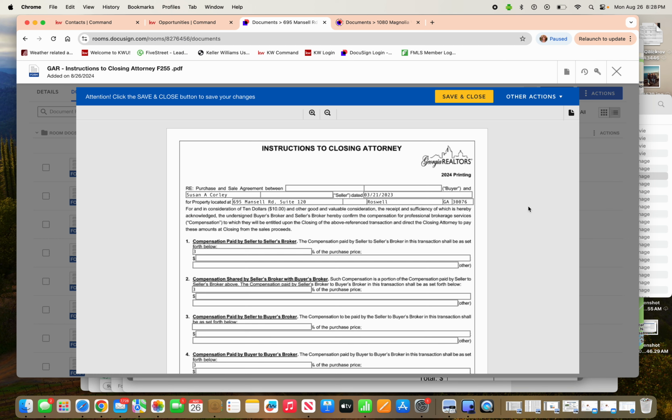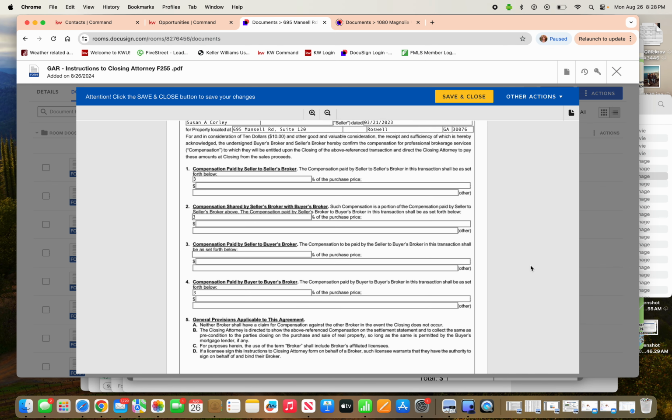This is the new instructions to closing attorney, and it's not rocket science. Good news, though it is a little confusing, so I'm going to go through it for you. Purchase and sale agreement between Joe Schmo and me, and the date is whatever the binding agreement date is on the purchase and sale agreement, and the property address is what you're going to put in here. It's pretty simple. Now, there are 4 compensation options, and basically 1 and 2 are the same.